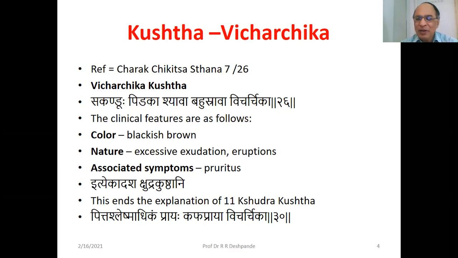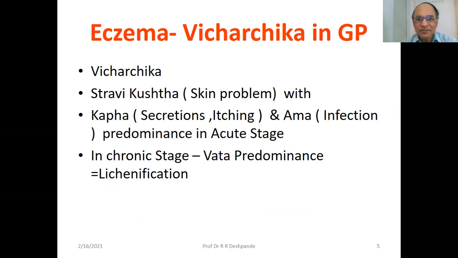Among the 11 kshudra kushtha, Charak has written, Pitta Shleshmadhikam Prayaha, Kapha Prayah Vicharchika. So in Vicharchika, there is an involvement of Pitta dosha and Shleshma or Kapha dosha, but majorly it is a Kapha predominant condition. So Vicharchika is a Kapha Kushtha, that is a skin problem with Kapha dosha. How do we diagnose the Kapha dosha? Lot of secretions are there, and because of the secretion there is itching.